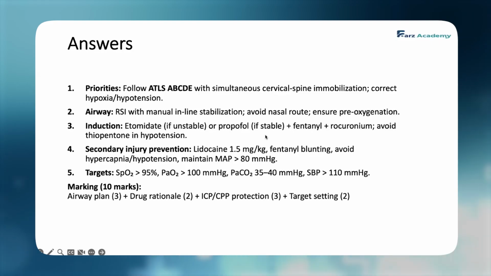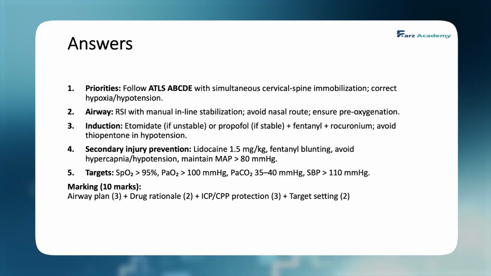Priority: follow ATLS ABCD simulation. So it is a trauma case. First you have to do cervical spine immobilization, correct hypoxia and hypotension. Then your A is the airway, because it is a trauma patient with low GCS, so you have to do intubation, and also vomit and blood are there. But you will follow the protocol of RSI, rapid sequence intubation, with manual inline stabilization.